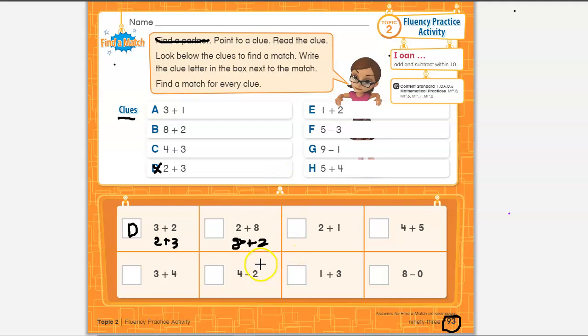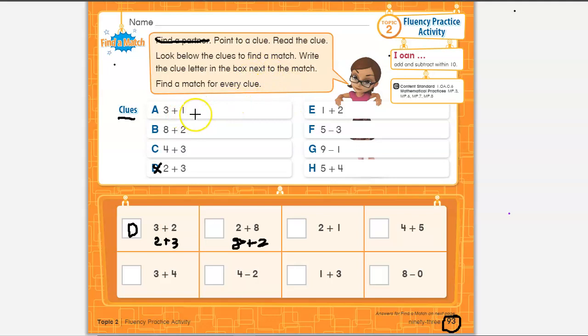I like to use the add-ins trick first. I like to see if I can find the same equation just where the add-ins are flipped and see if that would be a match, because I know that those equations are the same. The add-ins are just in different places. So let's look for 8 plus 2. Do you see 8 plus 2 anywhere?